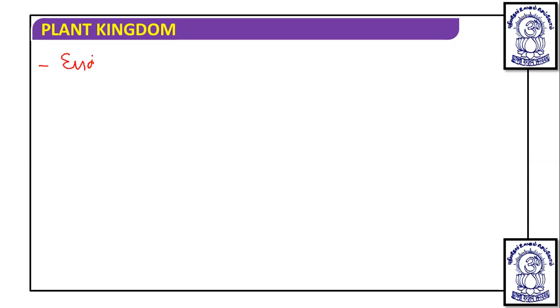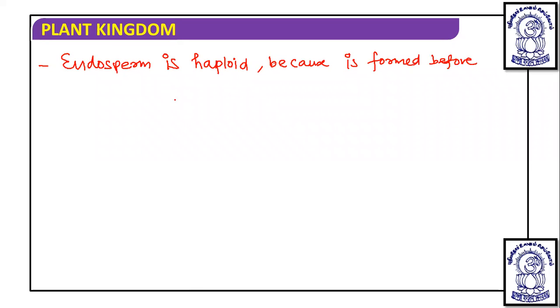In gymnosperm, the endosperm is a nutritive tissue, and the endosperm is haploid because it is formed before fertilization of gametes. In angiosperm, we will study, in comparison to the gymnosperm, that the endosperm is triploid because it is formed after fertilization, but here it is formed before fertilization of gametes. And the endosperm is a nutritive tissue.